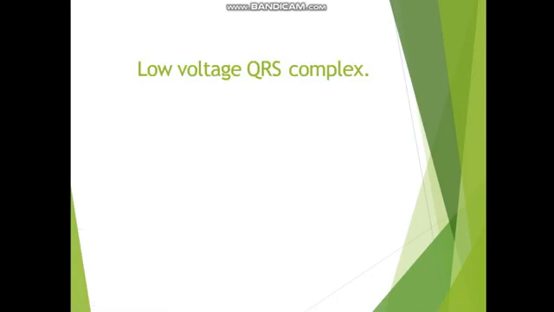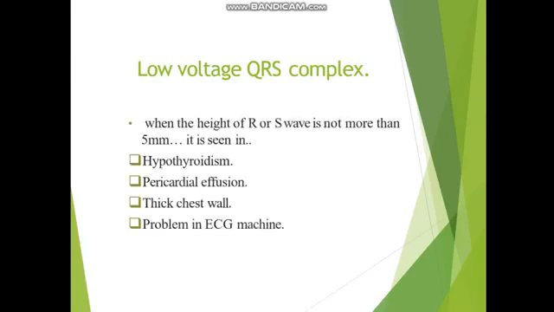Now I'm talking on the various abnormalities of the QRS complex. QRS means the composite of three waves: Q negative, R positive, S again negative. The low voltage complex means dwarf QRS. When the height of the R or S wave is not more than 5 millimeter, it is seen in hypothyroidism, pericardial effusion, thick chest wall, problem in the ECG machine. In such patients who have hypothyroidism, pericardial effusion or a thick chest wall, you will get the record of a low voltage QRS complex, the dwarf QRS complex.